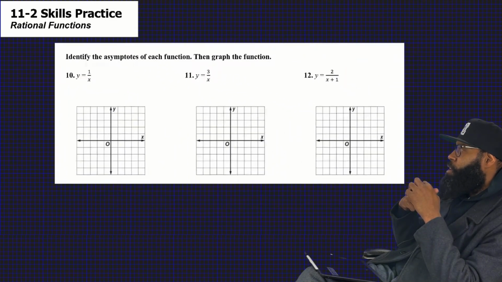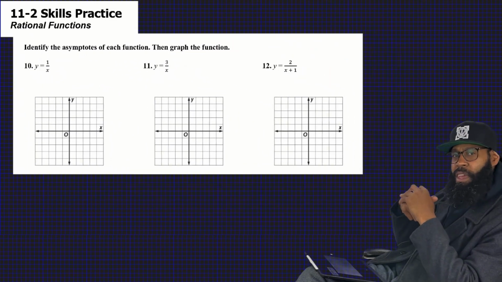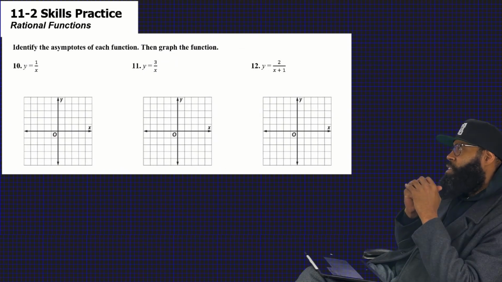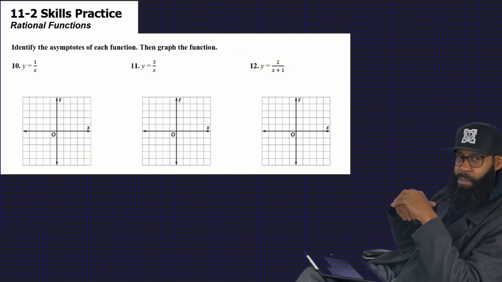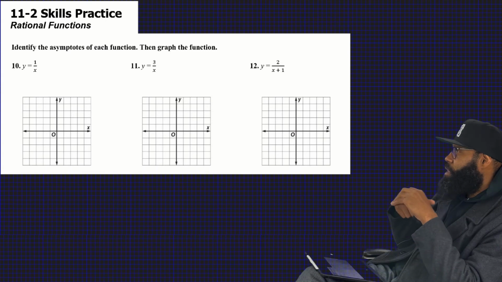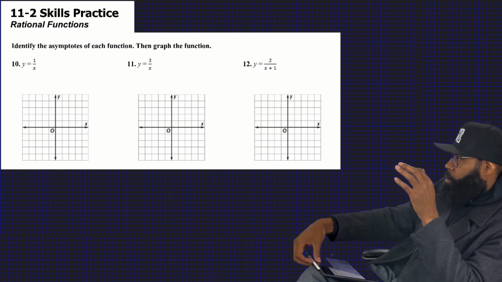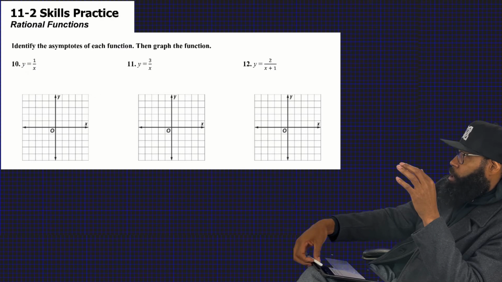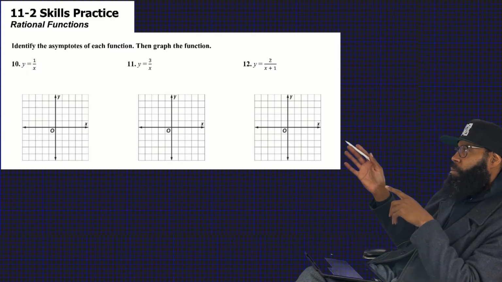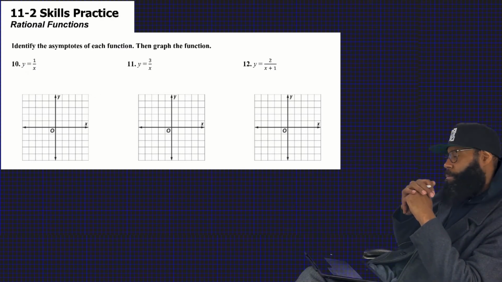Meaning, here comes the second portion of the handout. So, identify, I love that word, asymptotes of each function, then graph the function. So, before we do, we're going to talk about just the vocabulary.